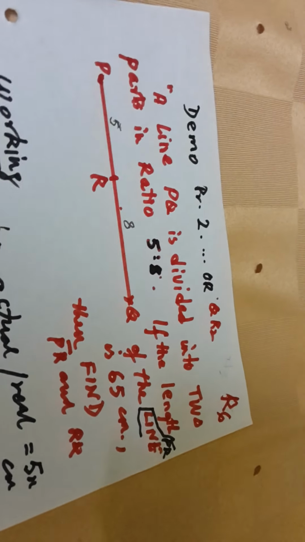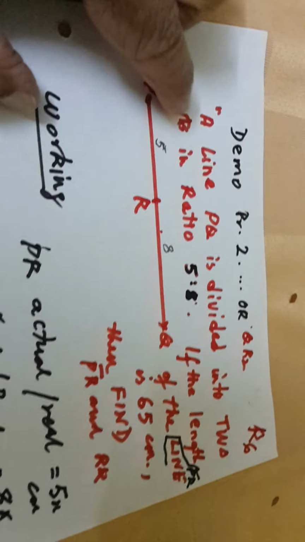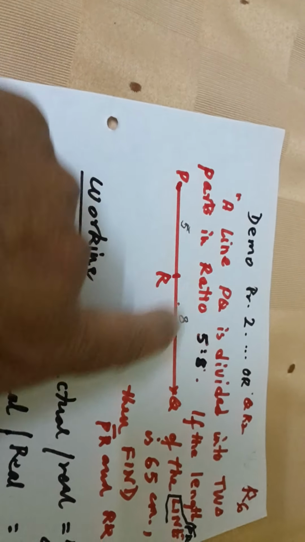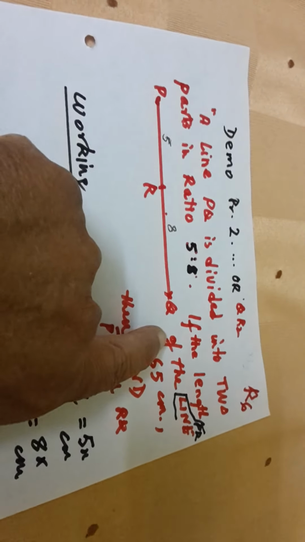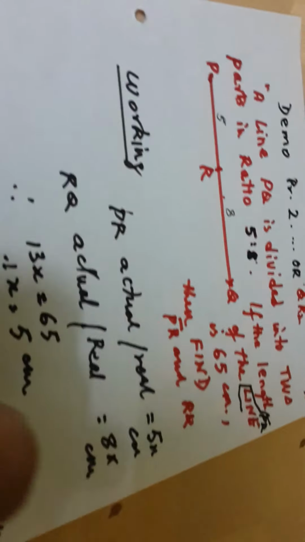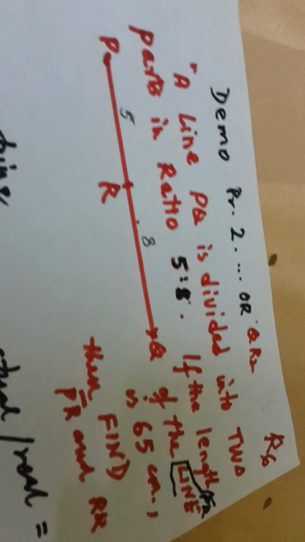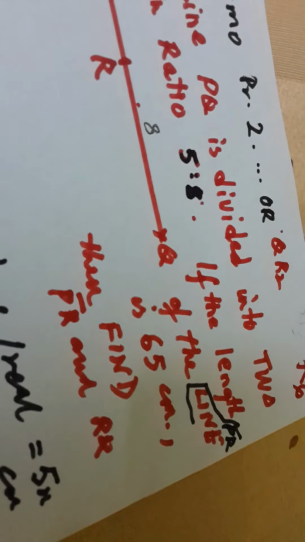We come to the last page in this introduction. This is demo problem 2. A line PQ is divided into 2 parts. The ratio is 5:8. That means this will be 5 parts, this will be 8 parts. If the length of the line PQ is 65 centimeters.